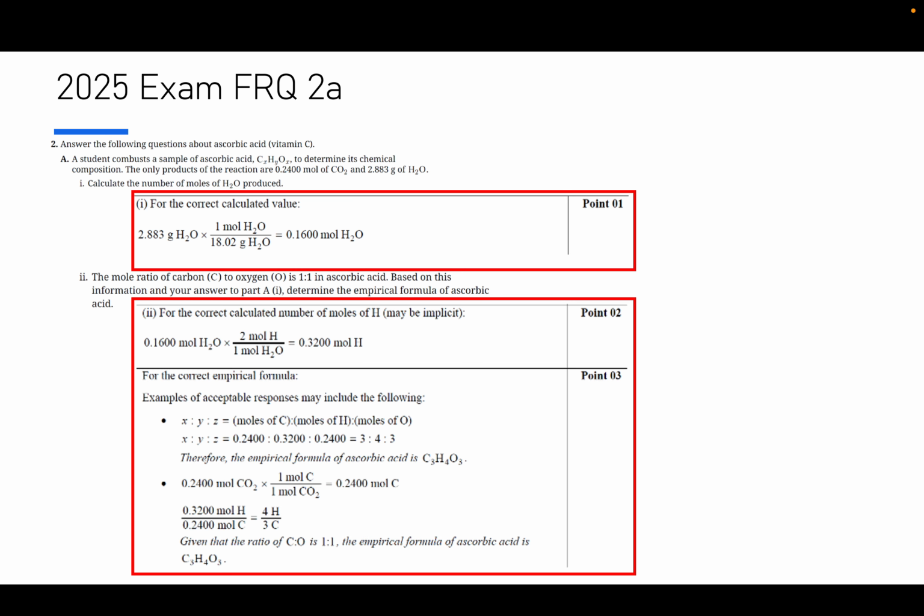And then they're telling you up here that the moles of carbon dioxide are 0.24. And that means that the moles of carbon are also 0.24, because remember, there's 1 mole of carbon for every mole of carbon dioxide. And so if you're given that, and you've already calculated the moles of hydrogen, and they're telling you that it's a 1-to-1 ratio of carbon to oxygen, you know that the oxygen is also 0.24.